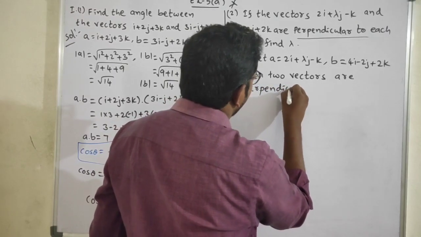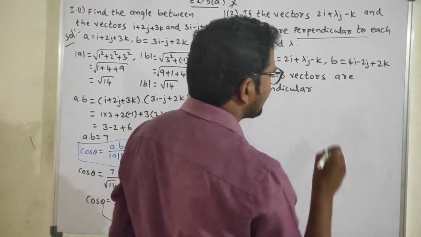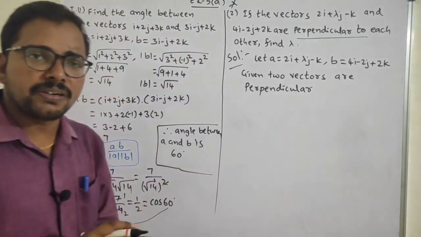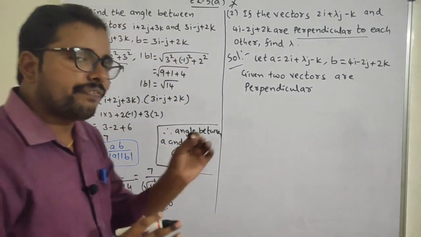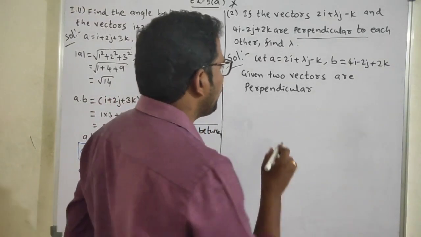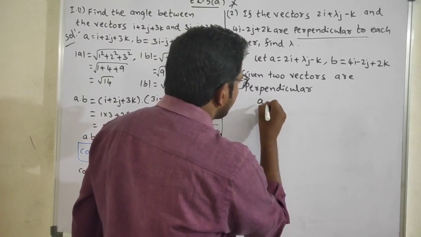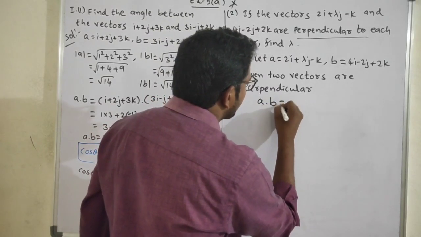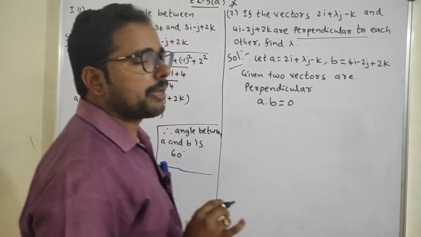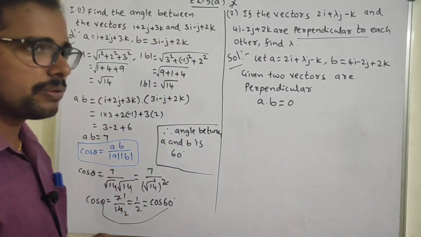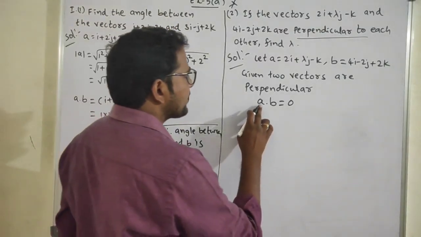Therefore, what is the condition? When two vectors are perpendicular to each other, the dot product is equal to 0, a dot b is equal to 0. This is the perpendicular condition. a dot b is equal to 0. So what is the value?